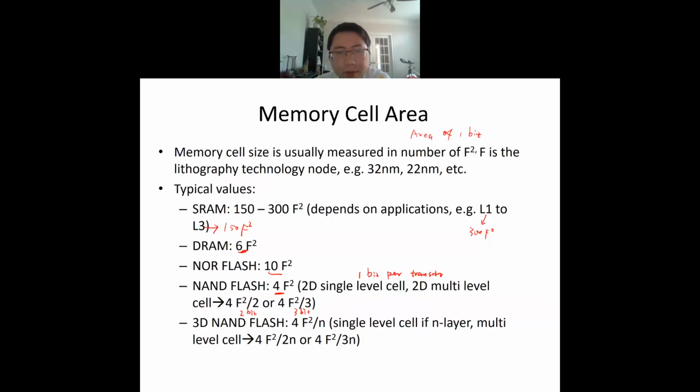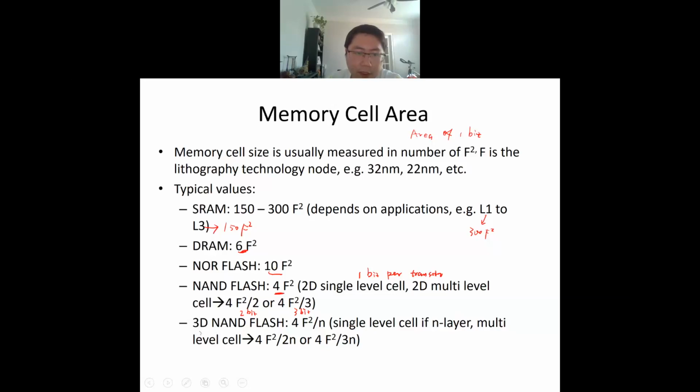So 1 bit means 0 and 1. 2 bits means 00, 01, 10, 11. So you have 4 levels for 2 bits. And 3 bits, you will have 8 levels. This is binary encoding. And the NAND flash is capable of storing multiple bits in a single transistor. So it can provide you much higher density, right? So in one transistor, you can store 2 bits information. We will talk about how to do that later in lecture 19. So this is one way to increase the density.